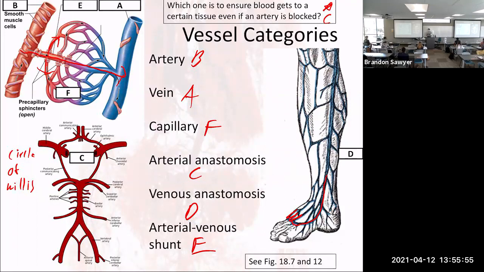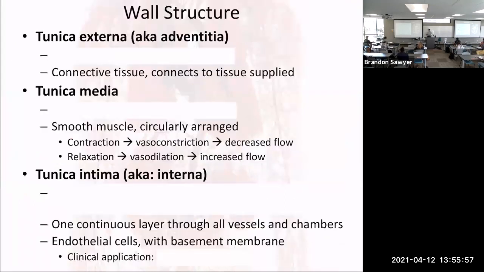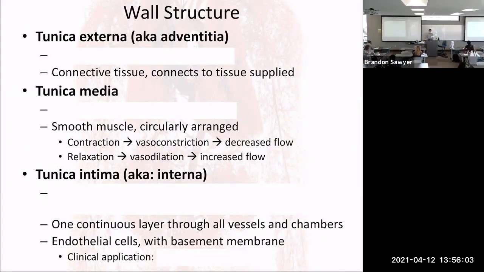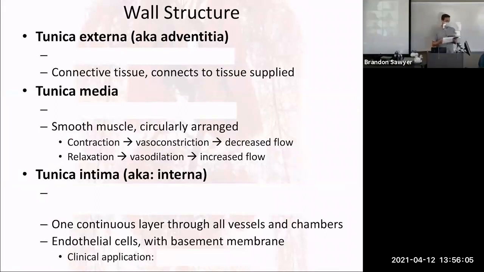All right. Okay, so this is kind of our initial categorization. And then when we look at each of these different types of vessels, they'll have some similar features to them. And the biggest similar feature is the different wall layers that they have. So the most external one is called the tunica externa, also known as the adventitia. This is the most outer layer of these blood vessels.